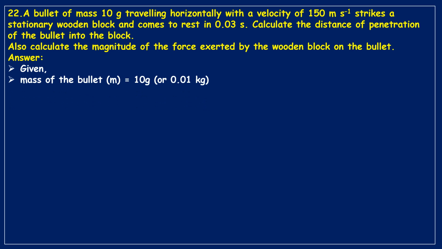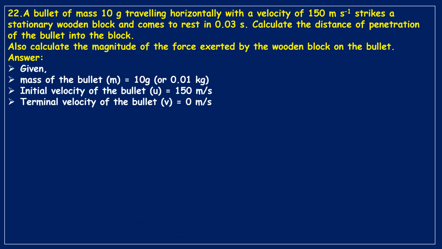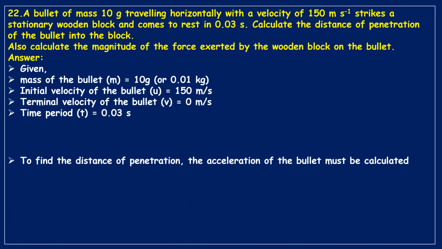Given data, mass of the bullet m equal to 10 grams, that is 0.01 kg. We have to convert grams into kilograms. Initial velocity of the bullet, that is 150 meter per second. Now final velocity of the bullet v, that is 0 meter per second. 0 is not given here, but we have a clue in the question, that comes to rest means it's 0 velocity. Time period is given as 0.03 second.